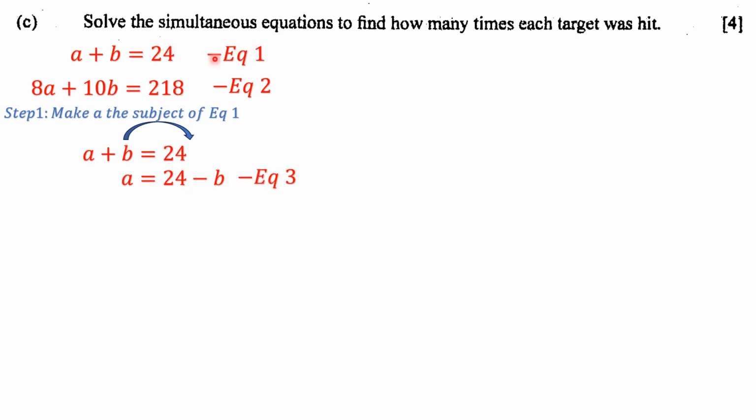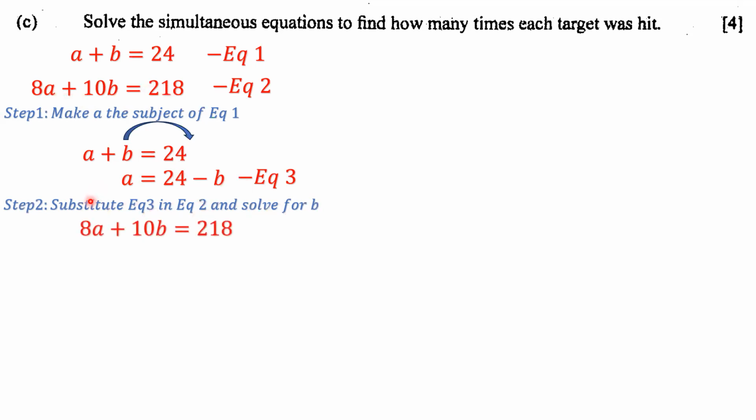So this is equation 1, this is equation 2, and this is equation 3. Now the next step, step number 2: substitute equation 3 into equation 2 and solve for B. So we're going to take equation 3, which is A is equal to 24 minus B, and we're going to plug it into equation 2.